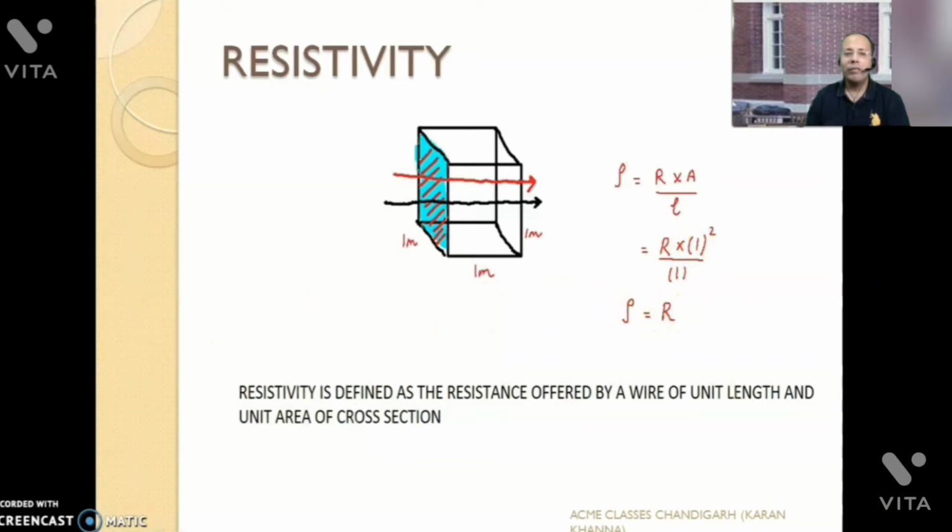So यहाँ से resistivity का मतलब clear होना शुरू होता है. Resistivity का मतलब है that it is equal to resistance. Is it equal to resistance in every case?